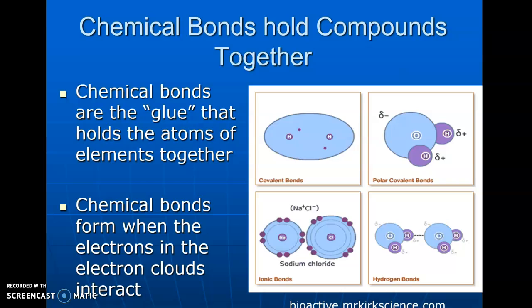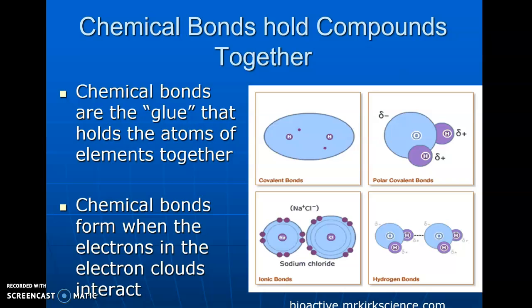So we're going to spend most of our time this chapter looking at chemical bonds. So what I want you to start with is just a very basic understanding. The idea that a chemical bond acts like the glue that is holding the atoms together. And there are different kinds of chemical bonds. There are covalent bonds, and if they are covalent, they could be polar or nonpolar. There are ionic bonds, and there are hydrogen bonds, and there are even bonds called metallic bonds.